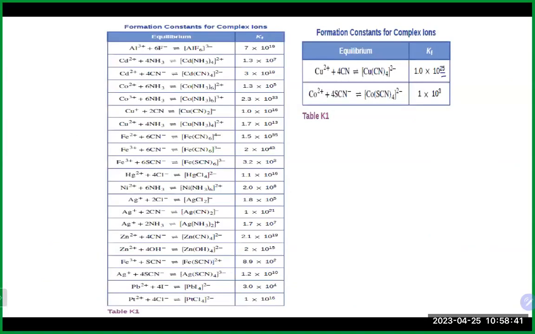And here's a table from your book of some Kf values. And as you can see, if you scan through these, they're pretty large values, which means, again, we will make those assumptions when we do these type of problems. Any questions on Kfs? That wraps up chapter 15.